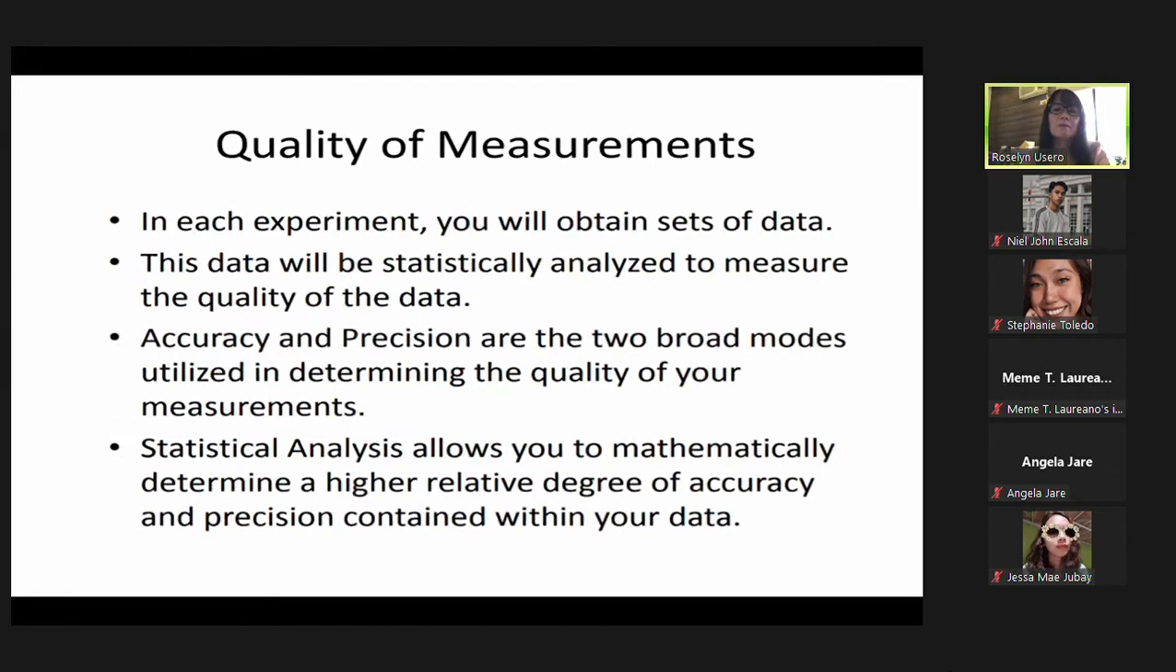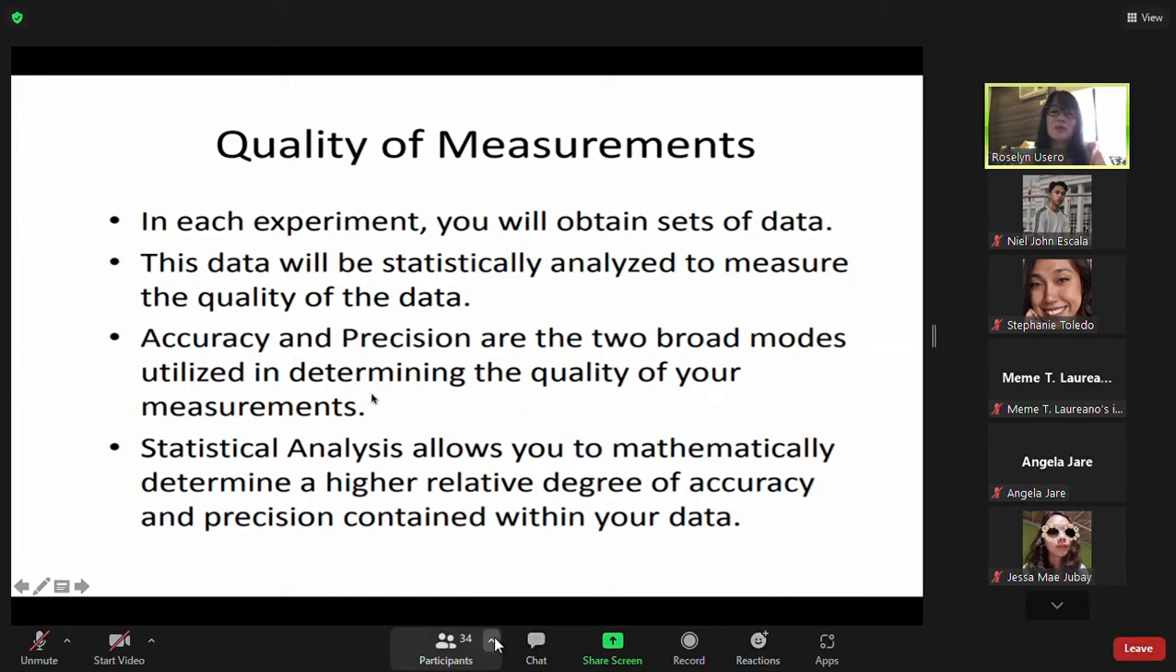Okay. Quality of measurements. In each experiment, you will obtain sets of data. So, as I've said, at least 3 replicates. This data will be statistically analyzed to measure the quality of the data, and accuracy and precision will be determined. So this will be the determining factors to judge if the quality of your measurements are reliable or not. Statistical analysis allows you to mathematically determine a higher relative degree of accuracy and precision contained within your data.